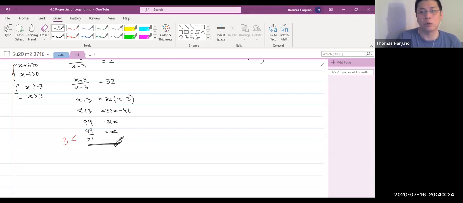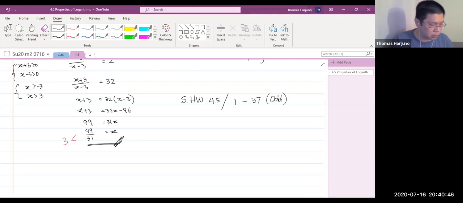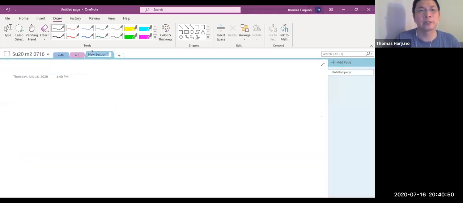Now, suggested homework from here. Suggested homework from section 4.5 will be number 1 to number 37. Again, don't do it today. Do it tomorrow, during the break, during the weekend. After the test, then you do the homework. 4.6.